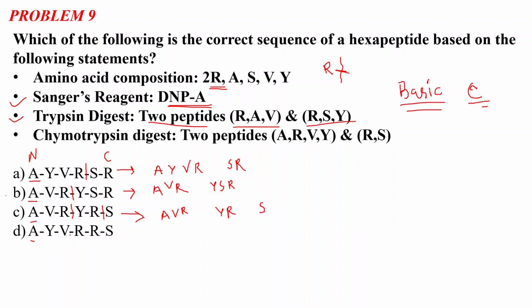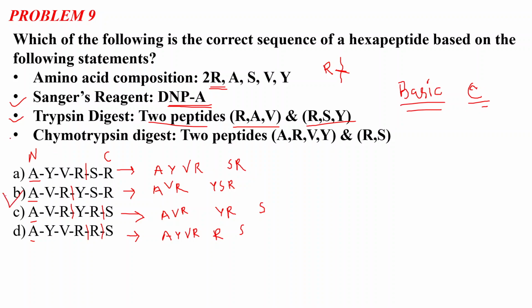And the last, if we cut here, again it will cut the right side of the amino acid in the trypsin digest, and we also have this kind of fragmentation, R, R, and S. So it also does not satisfy the third statement of our question. Now from what it is looking like, this option B should be the correct one.